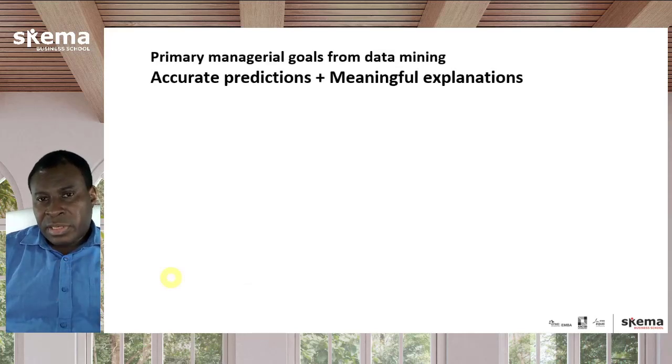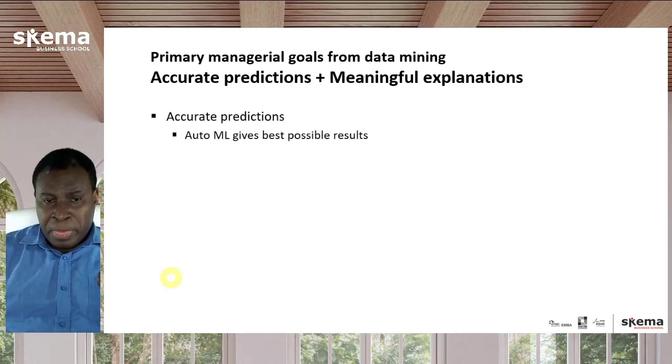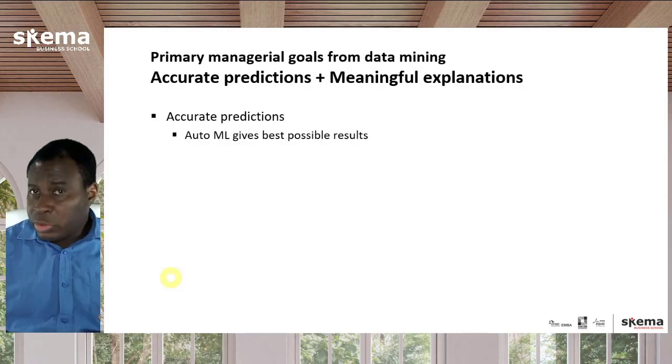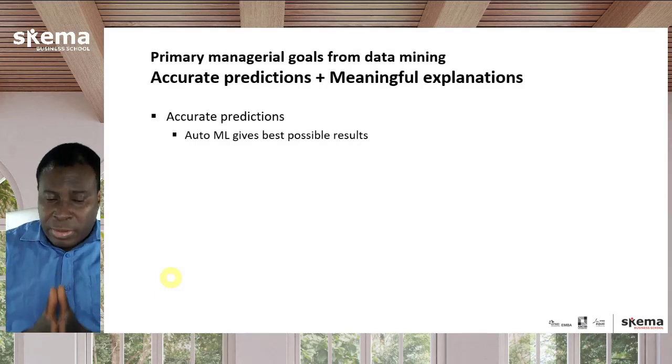Now, that brings us to a major consideration about what managers want to get out of data mining. And there's a paradox between accurate predictions and meaningful explanations. Because obviously, everyone wants accurate predictions. That's why you're doing machine learning. You want it to accurately predict what rows have what label values.